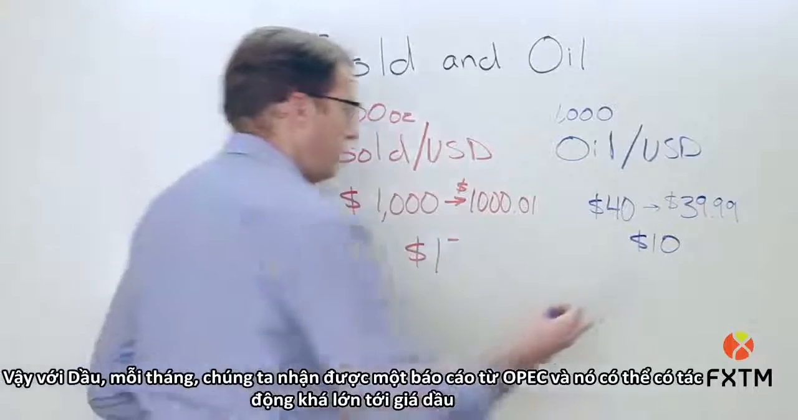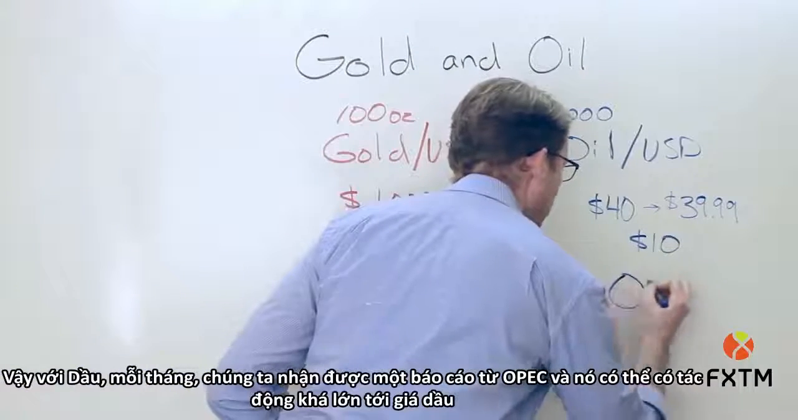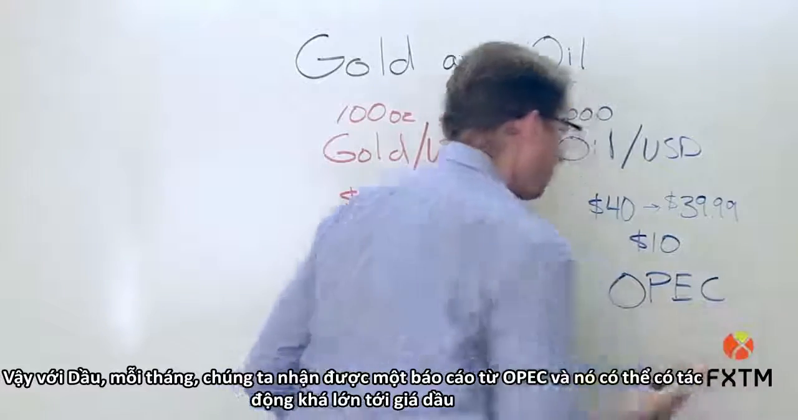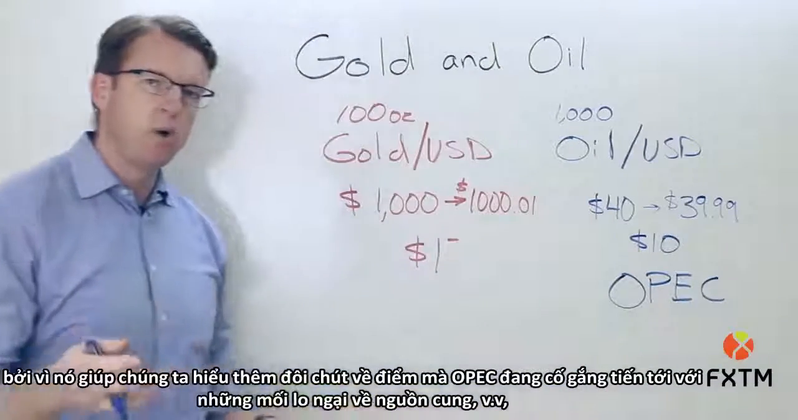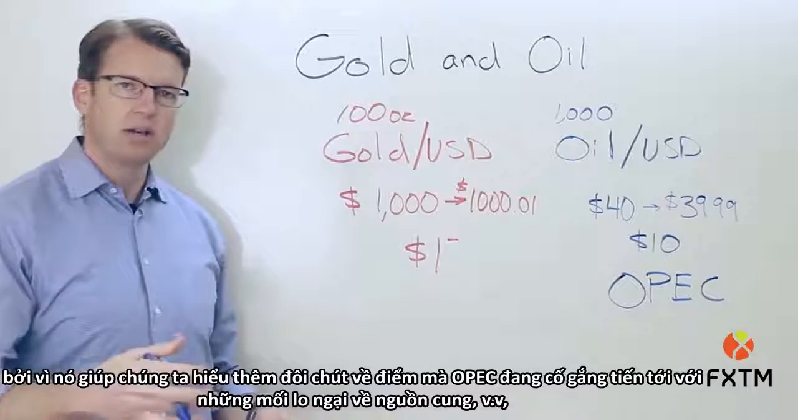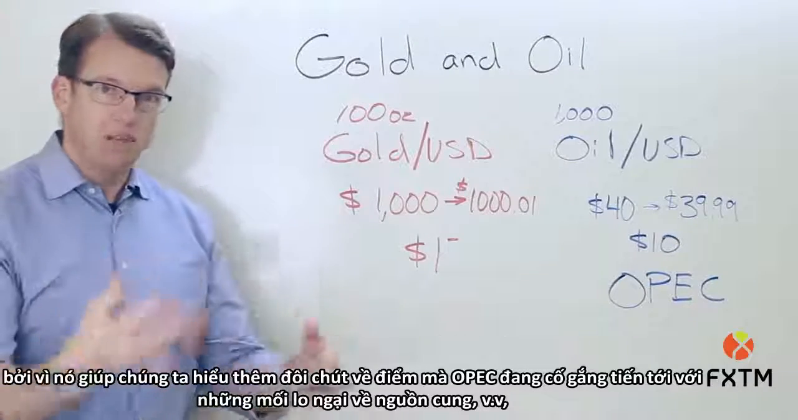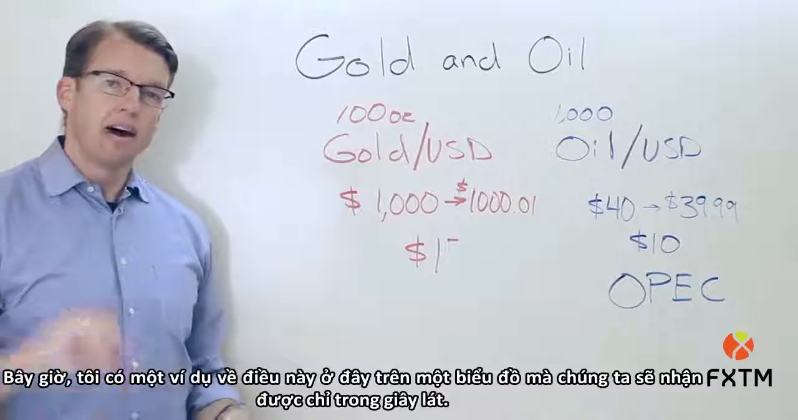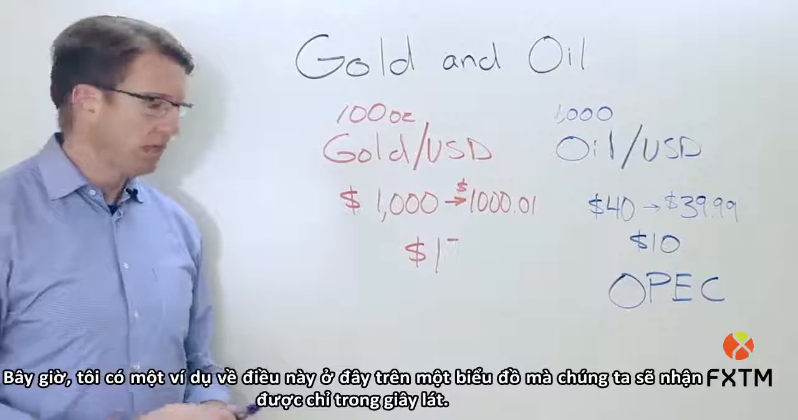So with oil, every month we do get a statement from OPEC, and it can have a fairly significant impact on the price of oil because it helps us to understand a little bit more about where OPEC is trying to head with supply concerns and so forth. So where are they trying to steer the price? Now, I have an example of this here on a chart that we're going to get to in just a second.